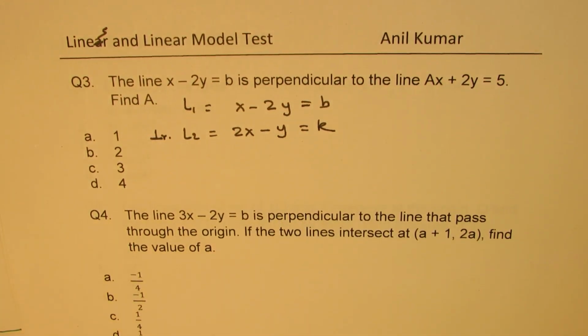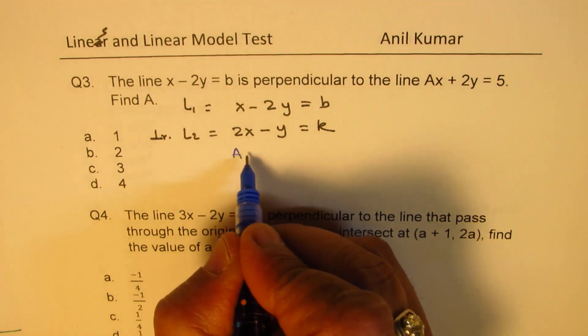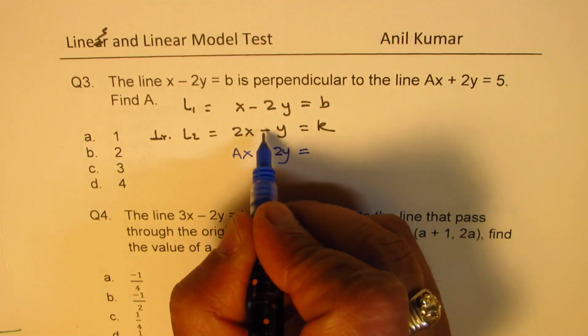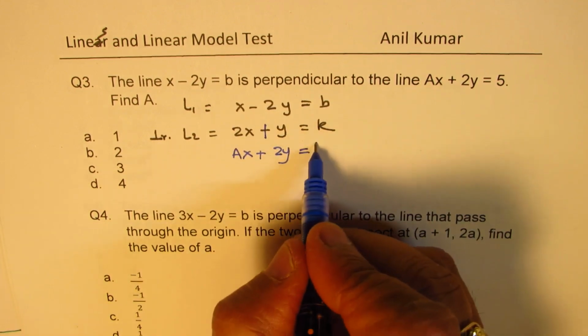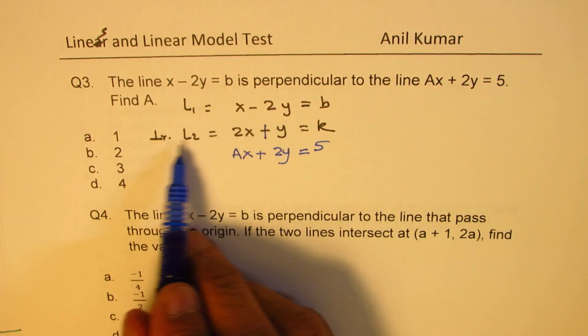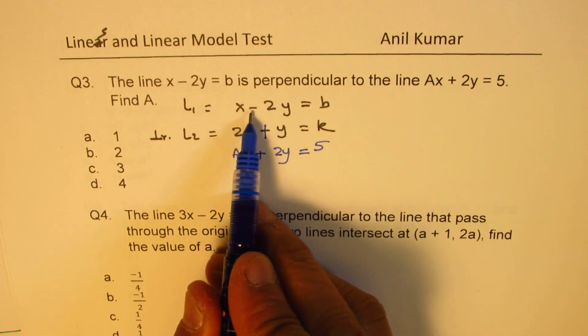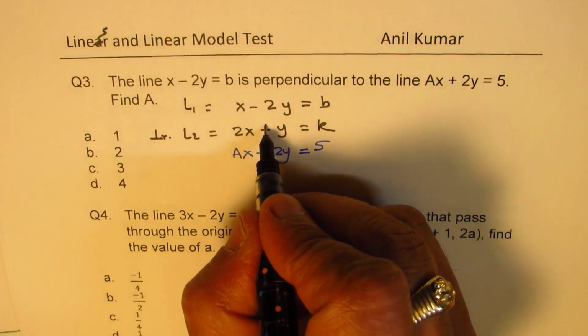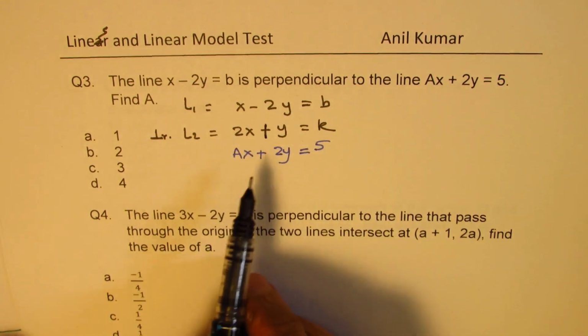Now the equation given to us is ax plus 2y equals 5. Sorry, the sign will change, right? When you do perpendicular, you swap and change a sign. So the line will be 2x plus y equals k.